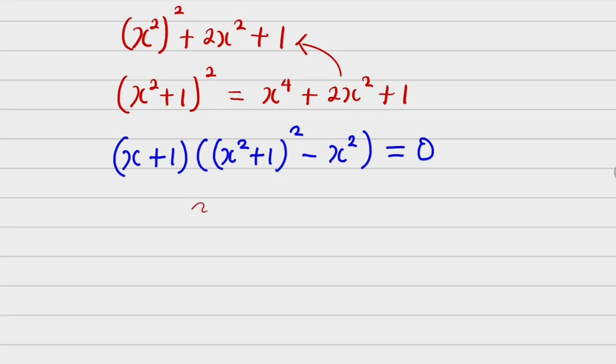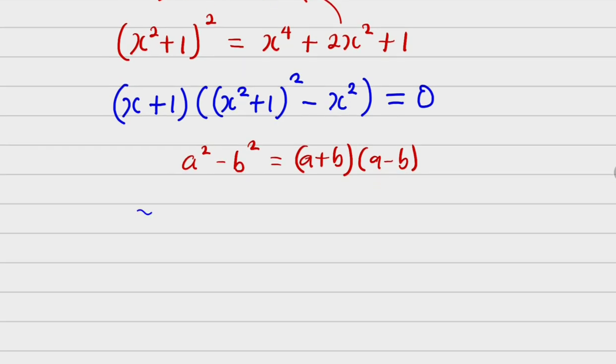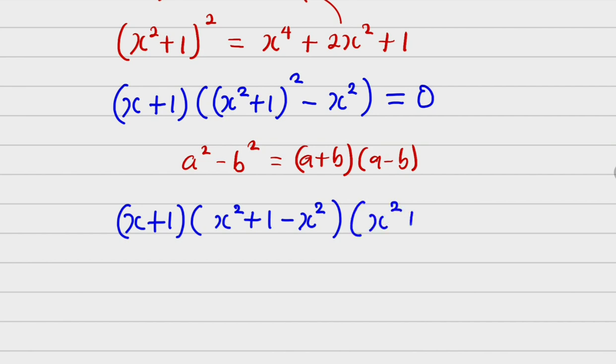Now recall, difference of two squares, a squared minus b squared is equals to a plus b into a minus b. Hence, I will go further to have x plus 1. Then I'm going to have x squared plus 1 minus, watch, x squared. Then I'm going to have x squared plus 1. Then I have plus x. Everything equals to 0. I think I have to change this.